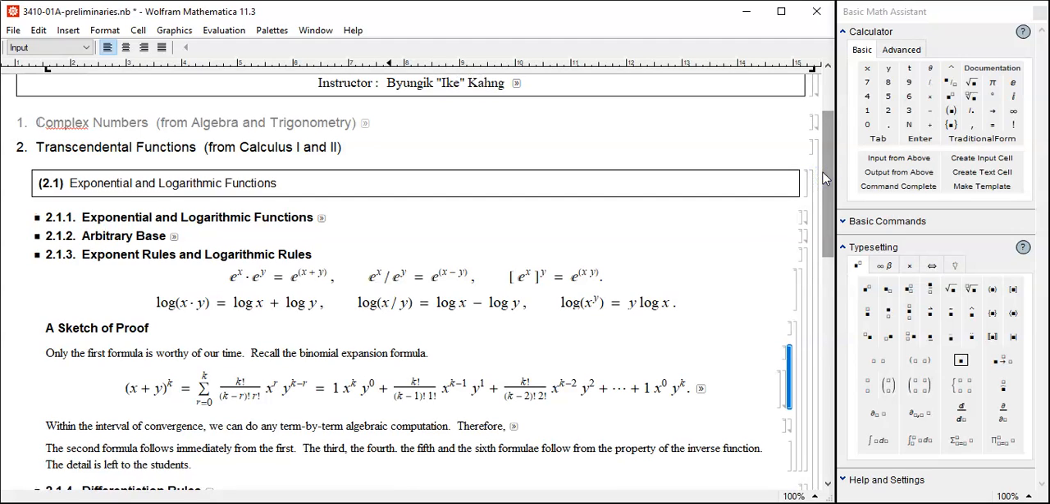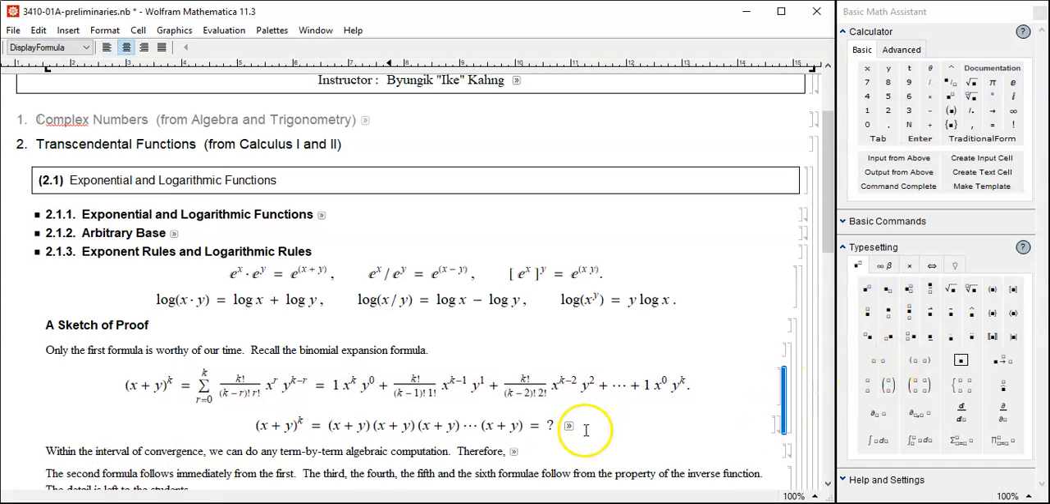Here's a preparatory step, a binomial theorem. X plus y to the k power turns out to be this binomial sum. Basically, it's k choose r. Out of total k, we select r slots for x, and the other k minus r will be y, and that's basically what this is all about.